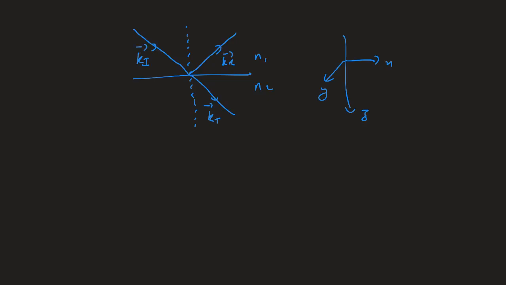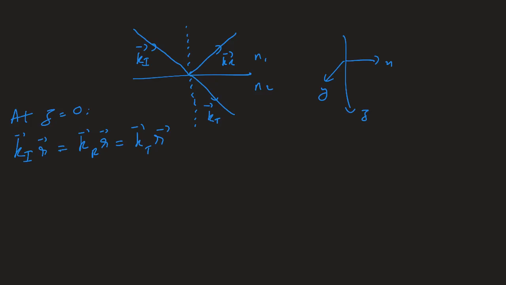Now, one thing we know from our boundary conditions, which we've just seen, and this is what we use to get all the laws for geometrical optics, is that K incident dot R is equal to K reflected dot R is equal to K transmitted dot R. Right?